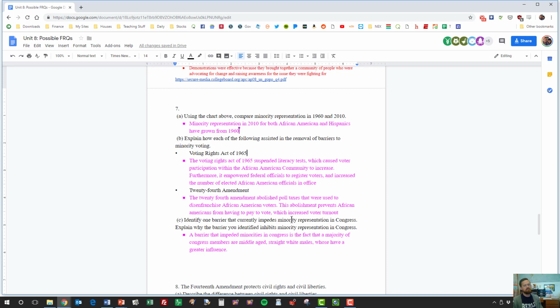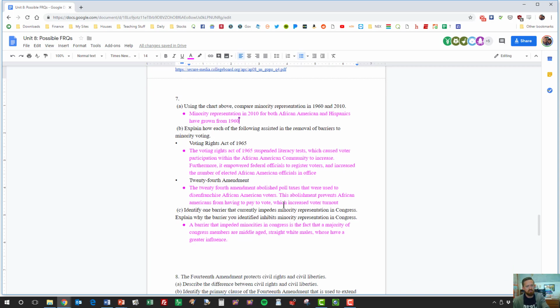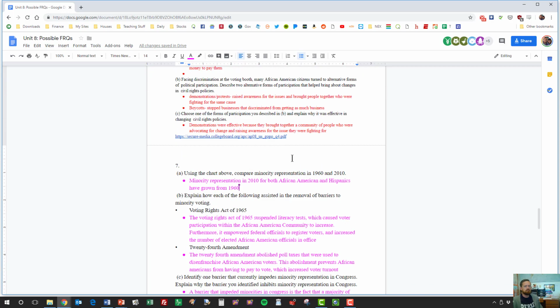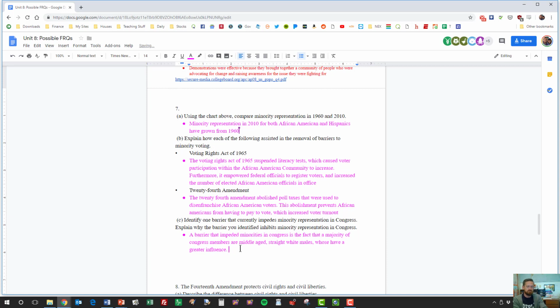Identify one barrier that gets in the way of minority representation in Congress. Is that an answer on the key? Because it seems odd. A barrier that gets in the way is that people in Congress are very white, middle-aged males. Like, that's true, but is that an answer? I don't know. Do we have a link here? No link? This one, I'm going to say, not sure. Could be right. Explain why the barrier you identified inhibits minority representation. Could be single member district system, but I don't have the key in front of me.